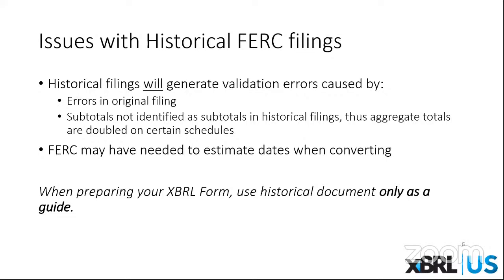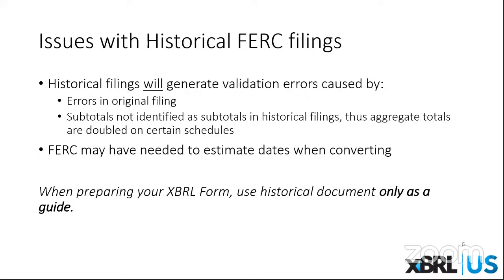We've had a number of questions about this: people have taken the historical data filings and tried to validate them, and you will get errors for those. There are a couple of reasons for this. One, there were errors in the original filings. The data that was originally filed was basically taken and just converted. So if there were mistakes in that data, those mistakes will just follow through. So you're going to get errors in the original filing anyway.